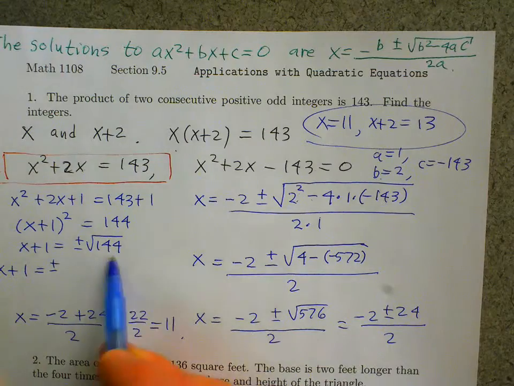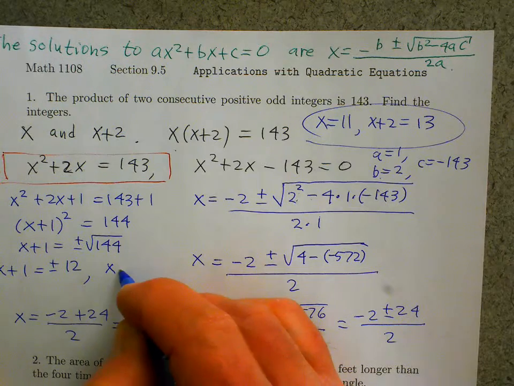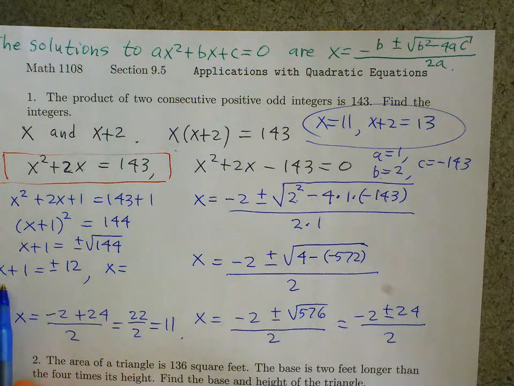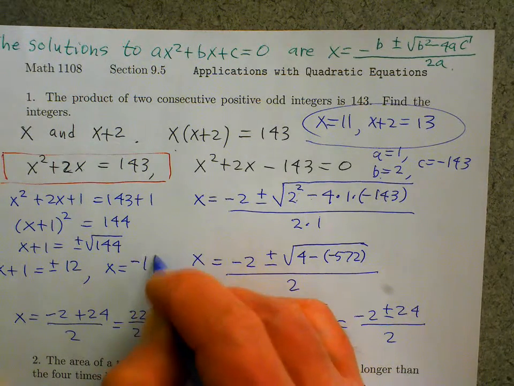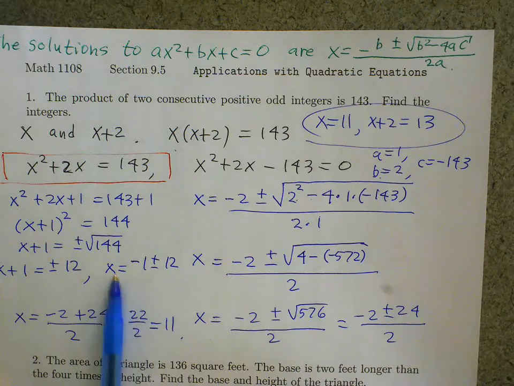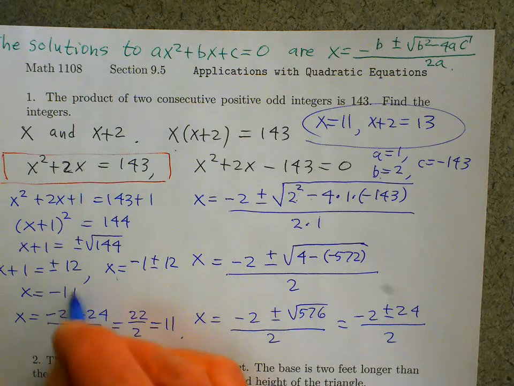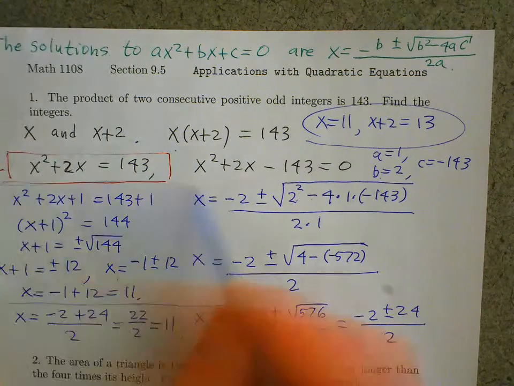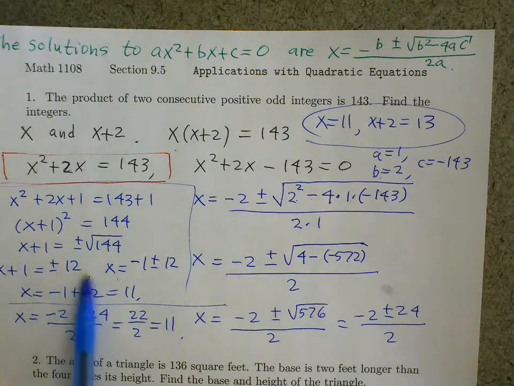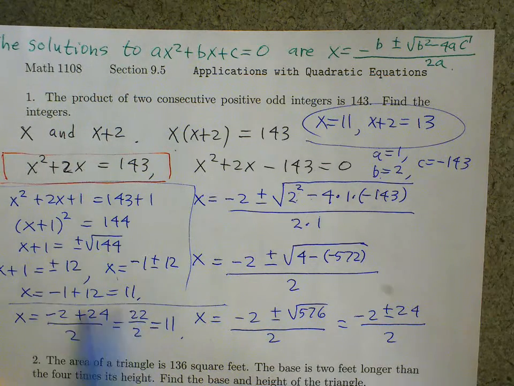But the square root of 144 is 12. And so we get two solutions. X is negative 1 plus and minus 12. We want the positive solution for x, so x equals negative 1 plus 12, or 11. So I just pointed that out because solving this one by completing the square is easier than some of the other ones that we did that involved fractions.